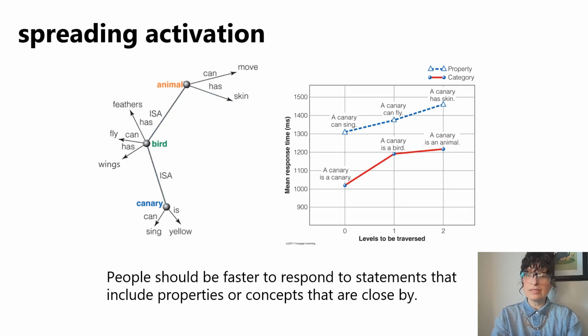So here you can see that the red line represents confirming the category, whereas the dotted blue line represents confirming the category properties. And in both cases, the further you have to go in the model, the longer it takes participants to respond. That prediction is confirmed.